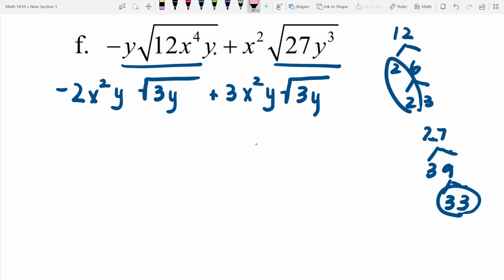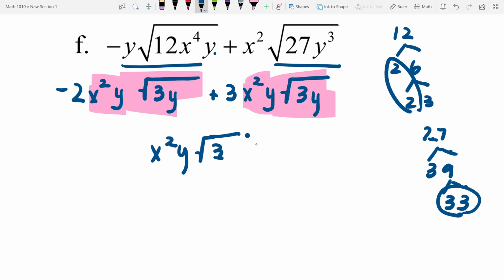Now let's see if I can add these. X squared y, square root of 3y, square root of 3y. I can totally add these together. In your brain, when you see that, you see -2x plus 3x. Or -2a plus 3a, something like that. So the variables are going to stay the same, guys. X to the second y times the square root of 3y. And then in the front, -2 and a plus 3 gives me a plus 1. That's my answer, and I'm done. So none of those variables change. None of the things that have to be the same change. It's just the number in front.